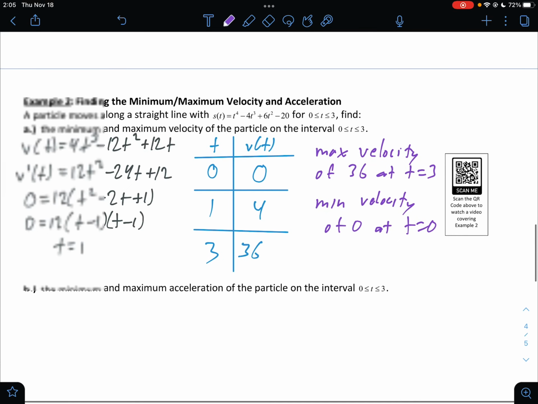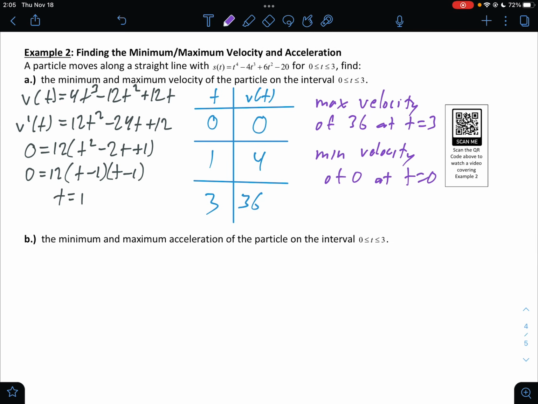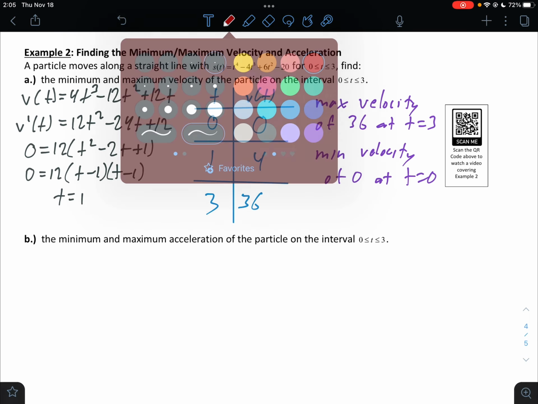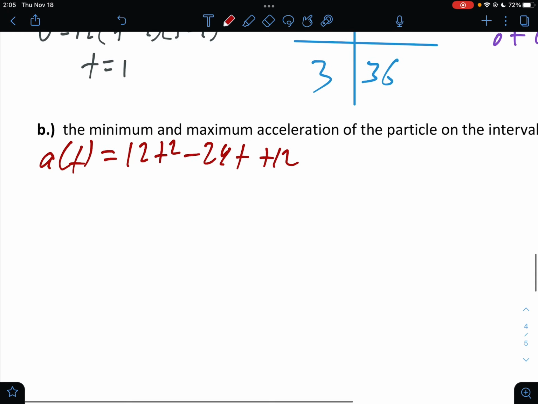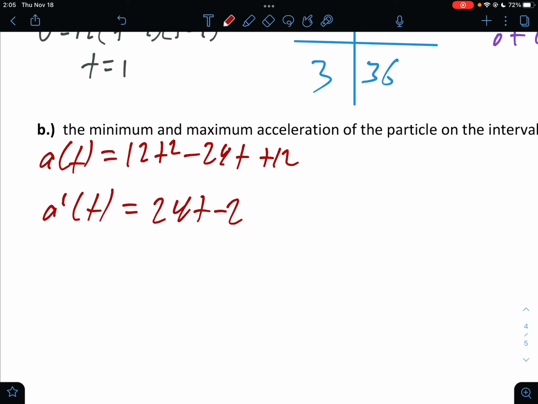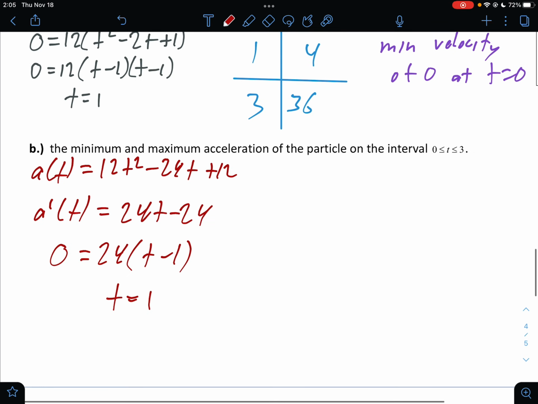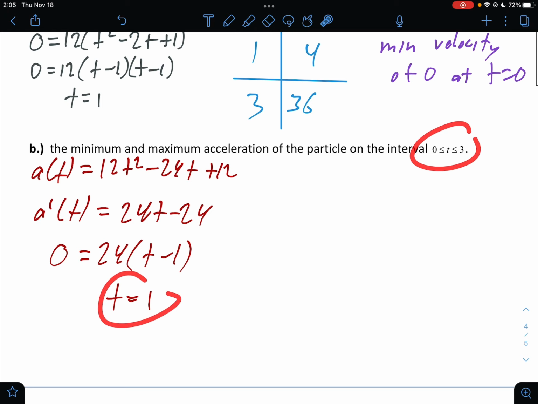Now question B just says, all right, well, what's the minimum and maximum acceleration? Well, in order to do that, we would need the acceleration function, which we already found in the last problem. Let's just copy that down. Remember, acceleration is just the derivative of velocity. So we want to find the critical points of acceleration. That means we need the derivative of acceleration, which is 24t minus 24. We want to know when that would be 0 or undefined. It will never be undefined, but it will be 0 when t equals 1. So it's actually the same 3 candidates that we had in the last one.